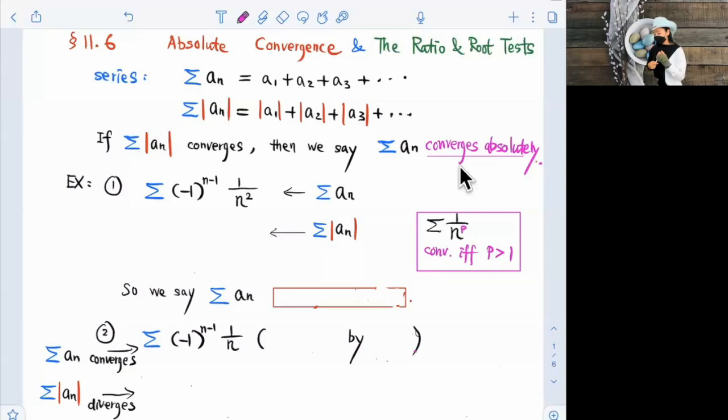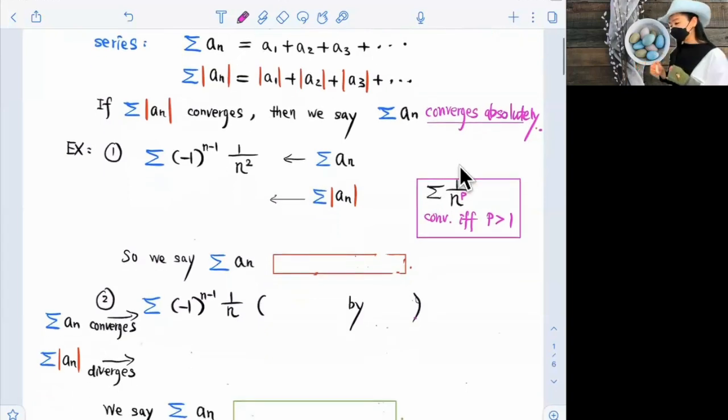Okay. Now let's try some examples. Let's look at this series here. Is it an alternating series? Can you tell me? Yes, it is. This part here is always positive, and this part here is the alternating sign. This is the original series, the series without the absolute value sign.